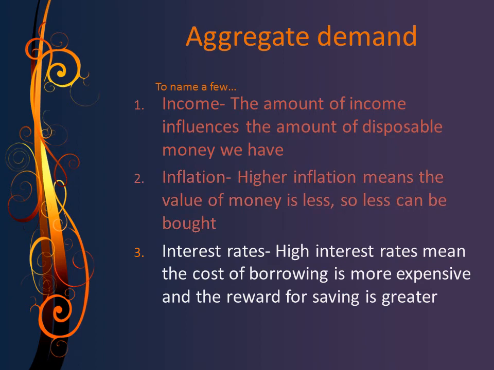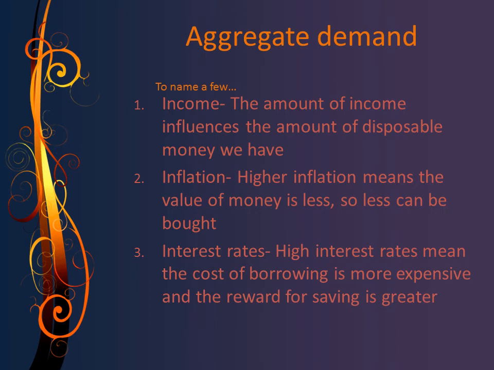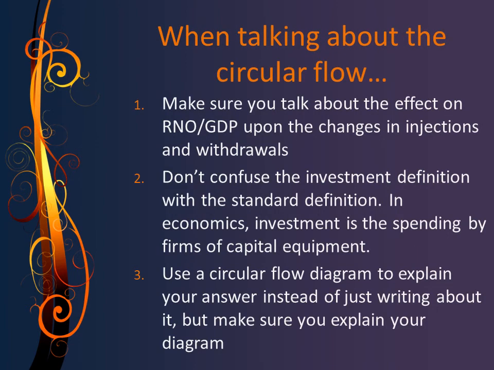The amount of inflation. Higher inflation means the value of money is less, so less can be bought. Lower inflation means money is worth more, so you can buy more. Interest rates. Higher interest rates mean the cost of borrowing is more expensive and the reward for saving is greater. When talking about the circular flow, it is important to make sure you talk about the effect on real national output and GDP upon the changes in injections and withdrawals.